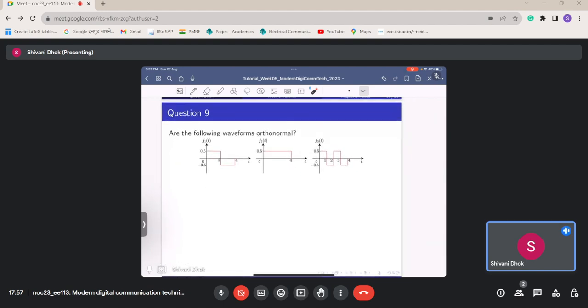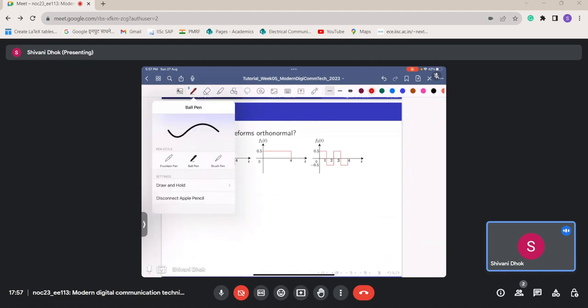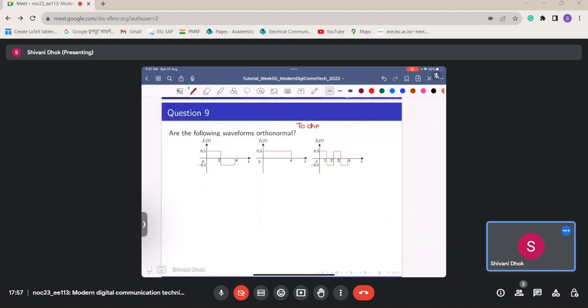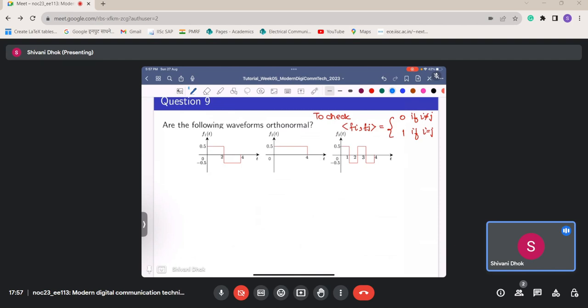So again it is asking, are the following waveforms orthonormal? That is, we need to check the inner product of fi comma fj: is it equal to 0 if i is not equal to j, and 1 if i is equal to j? Okay, so now here we have three waveforms, and note that these are real signals. So the inner product of fi comma fj will be equal to the inner product of fj comma fi.